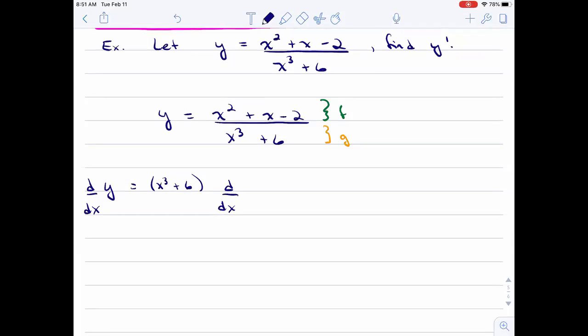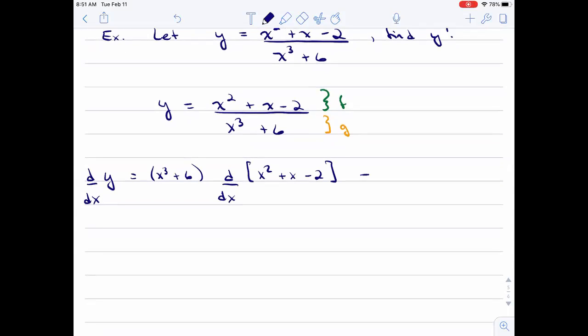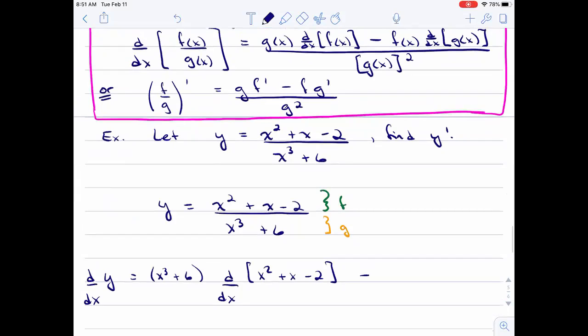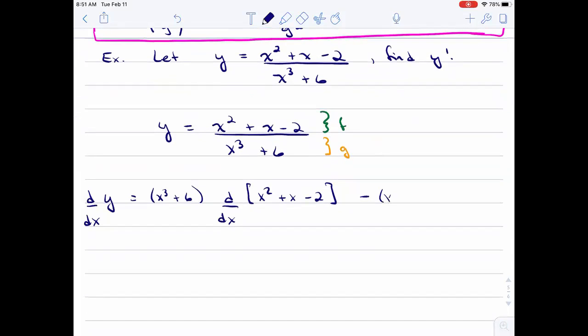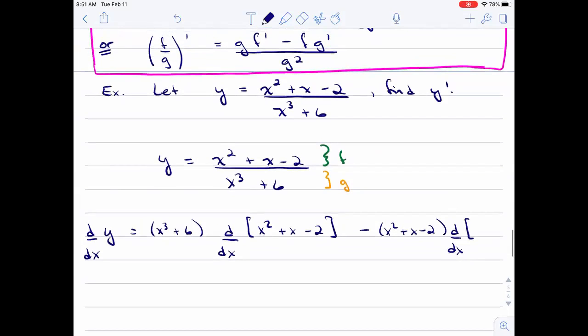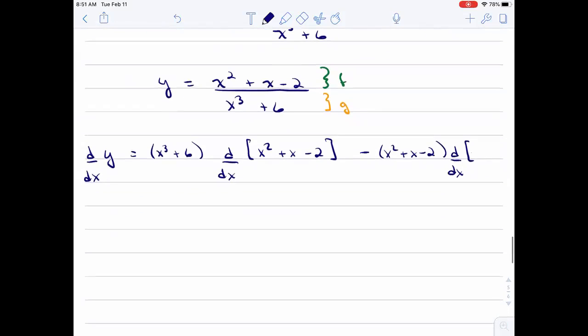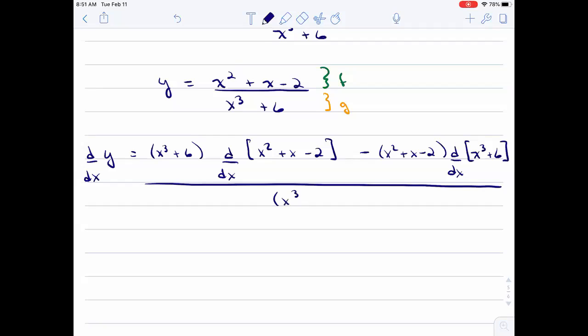We want d dx of f, which is x squared plus x minus 2, minus, and now we hold f steady, x squared plus x minus 2, d dx of g, right, g prime, x to the 3 plus 6. And then all that, don't forget, is over g of x squared, which is x to the 3 plus 6 all squared.